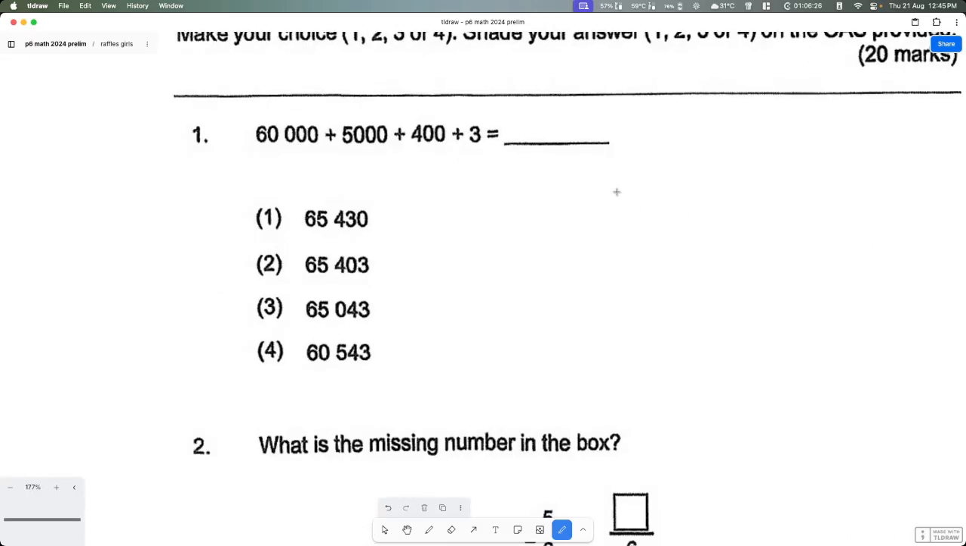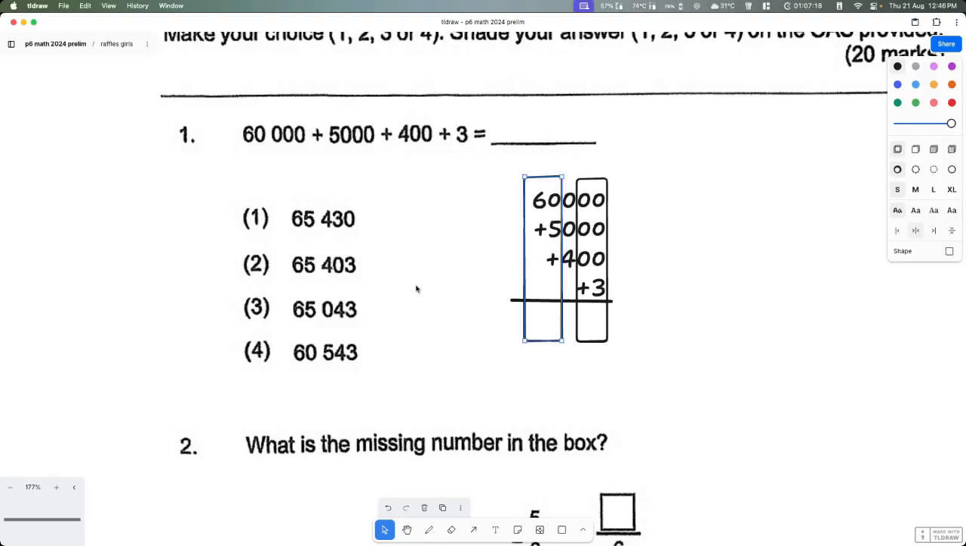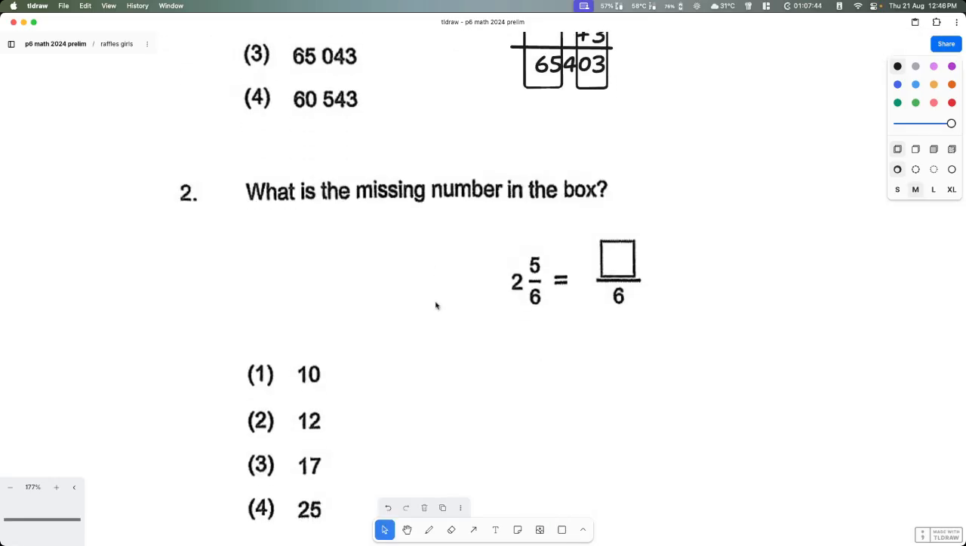Question 1: we have 60,000 plus 5,000 plus 400 plus 3. I'm going to do the working so it's easier for you to see. I created some rectangles, so now we can just put the numbers. Here we will have 3 without anything, then 400, and lastly 65. So the answer is 65403, which is option number 2. Let's move on to the next question.